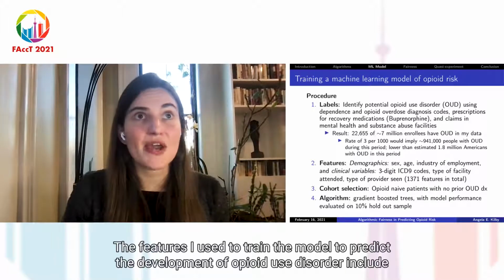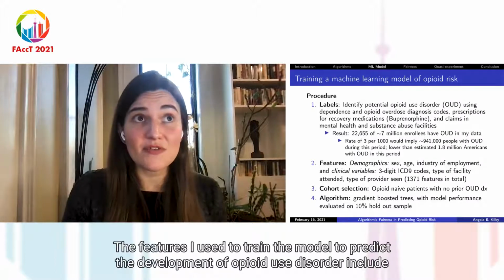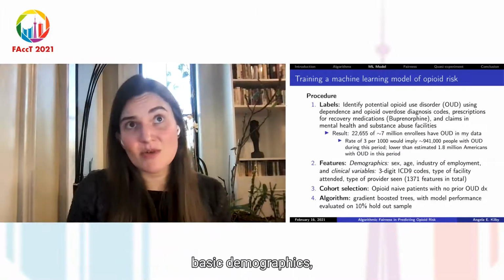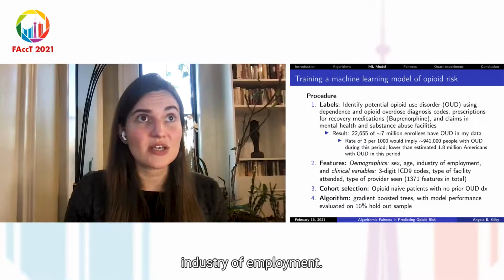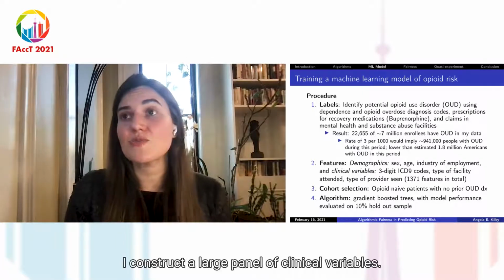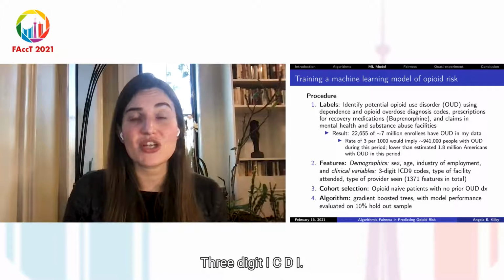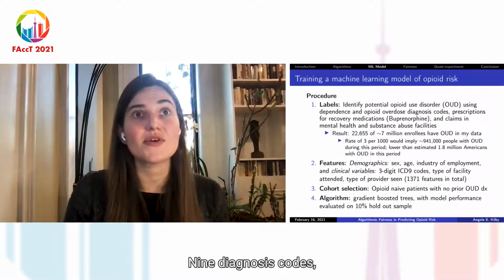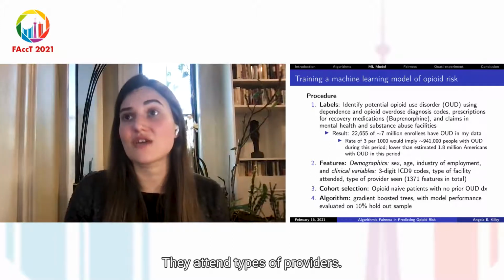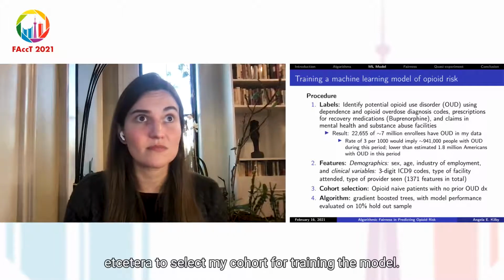The features I use to train the model to predict the development of opioid use disorder include basic demographics: sex, age, and industry of employment. In addition, I construct a large panel of clinical variables: 3-digit ICD-9 diagnosis codes, types of facilities they attend, types of providers they see, et cetera, et cetera.